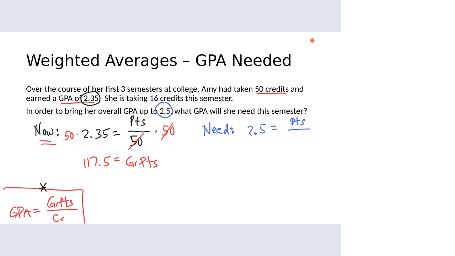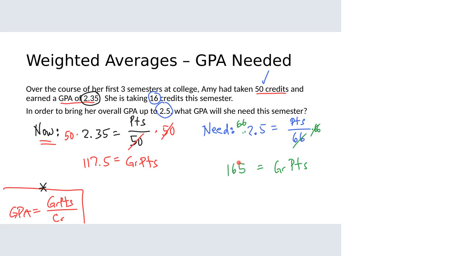Excellent, Jennifer. Very good. She's taken 50 credits so far. She's taking 16 more this semester. So the 50 credits she's had so far, plus the 16 she's going to take this semester, is going to put her at 66 credits when this semester is over. That means we can figure out how many grade points she needs by multiplying both sides by 66. These are going to cancel. So the number of grade points she's going to need, and I'll put GR in front of there, is 66 times 2.5, 165.